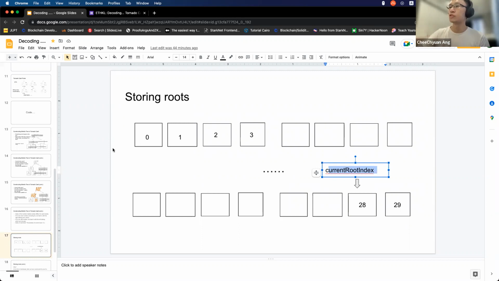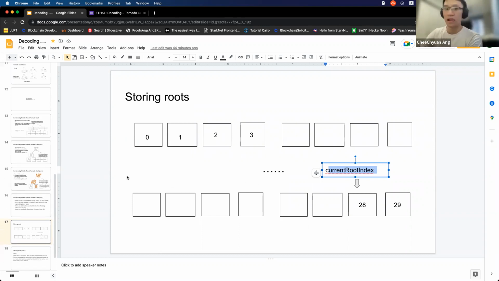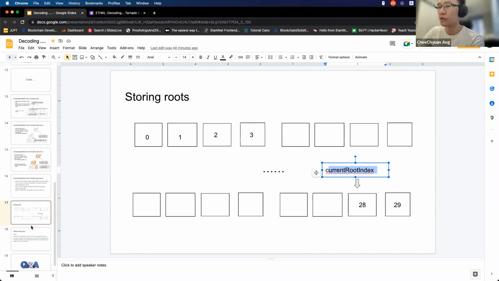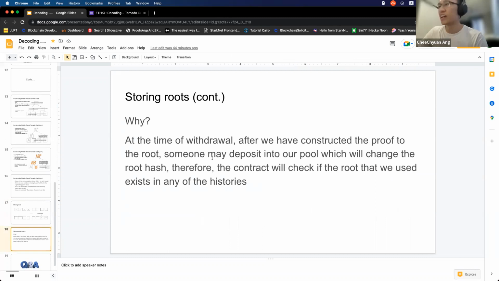So that also means that when you withdraw, it will check against all the histories to see if the root that you are trying to match against exists in this, how can I say, finite map, because you cannot go past 30 elements. So if it exists, then we know that, hey, we'll compare the path against this tree. It's a ring buffer. Okay, I didn't know. Yeah, good to know. So yeah, that's how you store the roots.